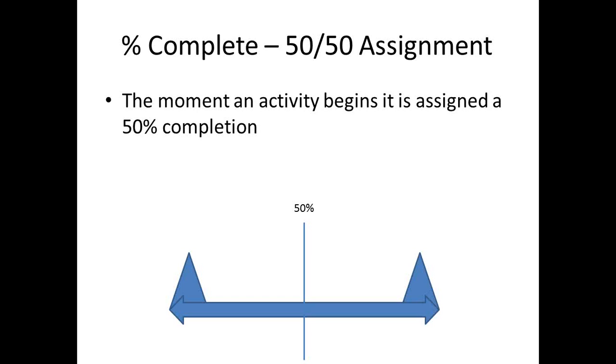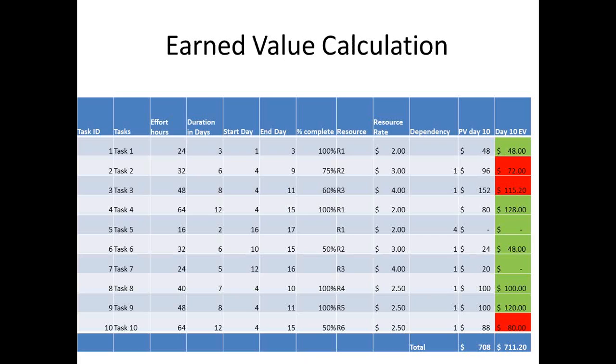So this is a trade-off. When you do the 50-50, the activities are not that critical. Even if they get delayed, you're fine because they're not on the critical path. But for the activities on the critical path, you may monitor them on a day-to-day basis. So let's do the earned value calculation.